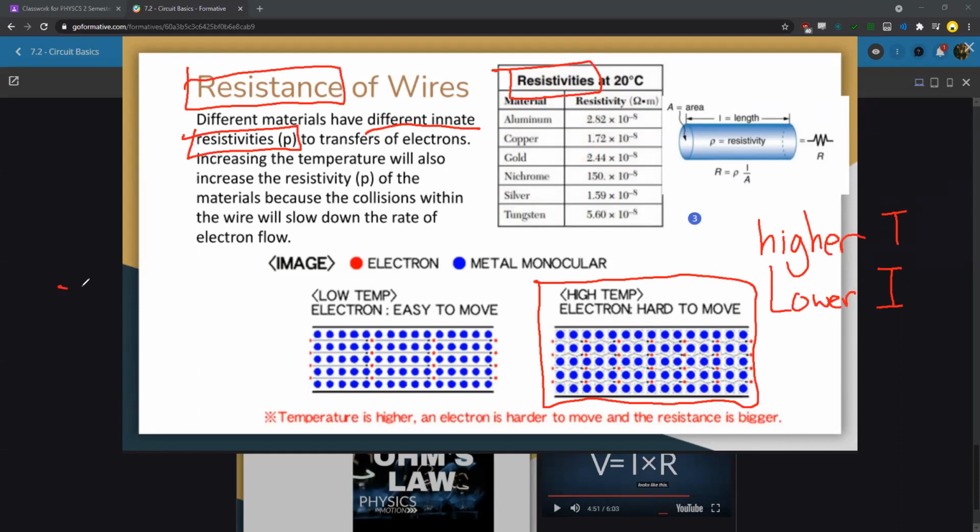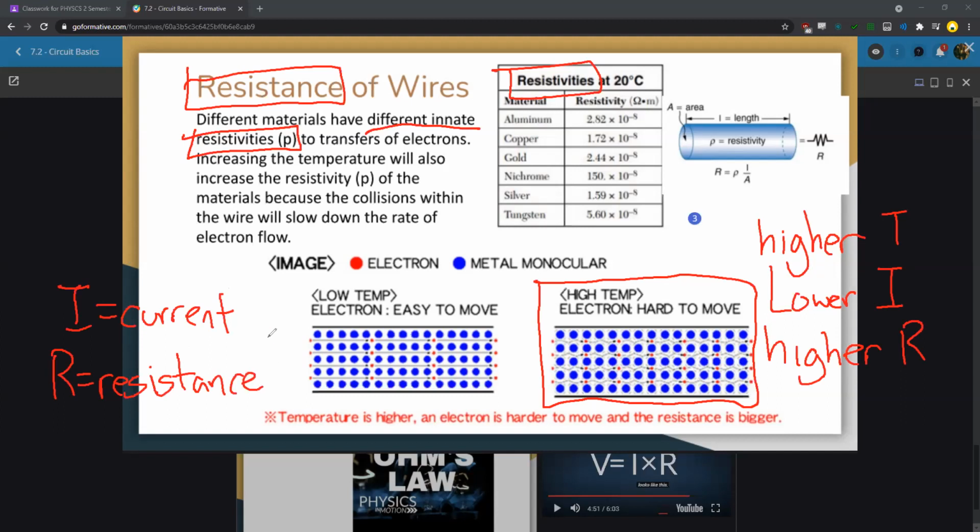Current is I, by the way. I is current. And R is resistance. All right. And I can assume that you guys know what T means, all right? Please tell me you guys know what T means. Higher temperature, lower current, higher resistance.